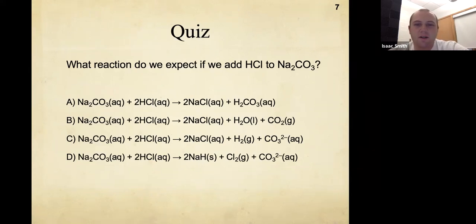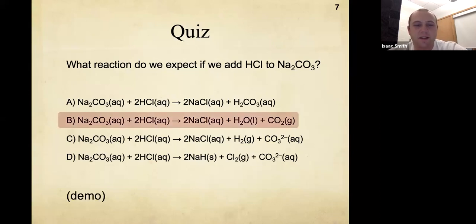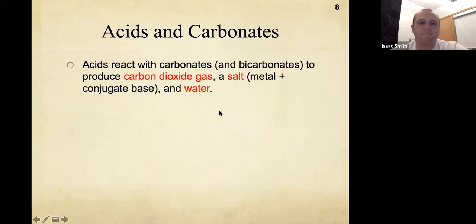Okay, so this is kind of a foreshadow of what we're going to learn in the next slide. So we'll talk about this. But carbonates with acids are going to produce salts, water, and carbon dioxide. Okay, so when we have acids reacting with carbonates or bicarbonates, we're going to produce CO2, salts, and water.